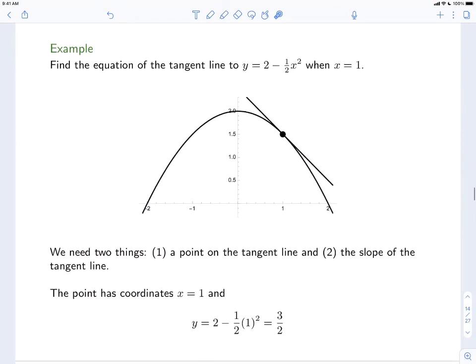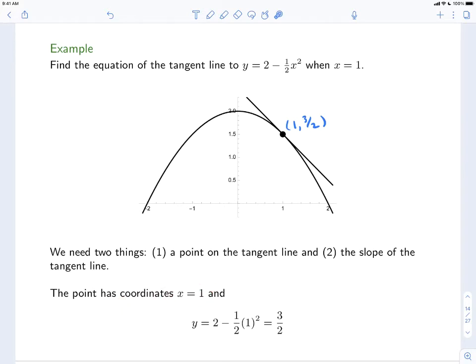Let's look at an example. Find the equation of the tangent line to y equals 2 minus 1/2 x squared when x equals 1. So this is the graph that we're looking at here. So here's 1 right here, and you can see that the point that has x coordinate 1 has y coordinate 3/2. And we can just compute that directly.